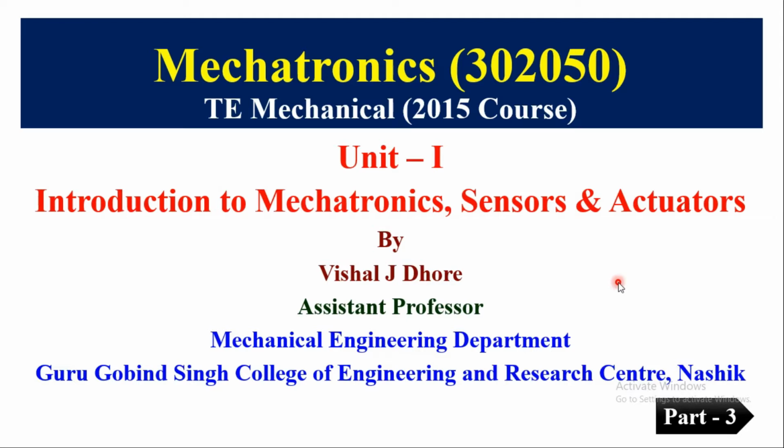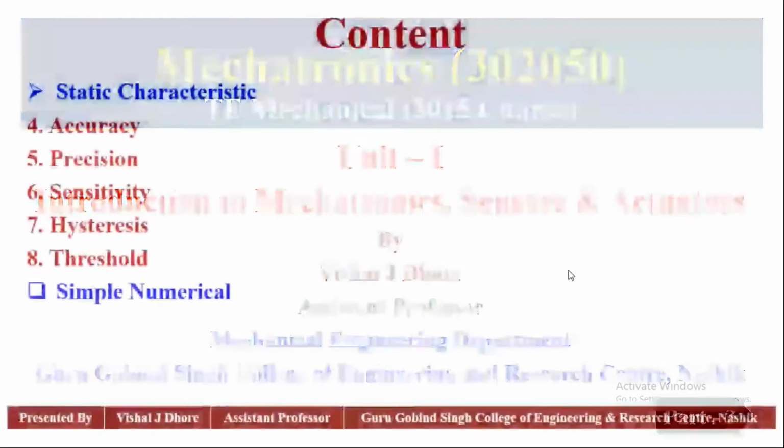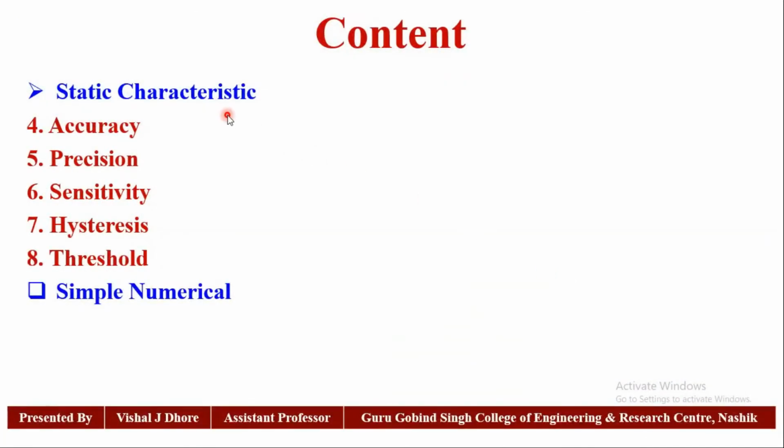In today's session, we discuss Unit number 1, Introduction to Mechatronics, Sensors and Actuators. This is part 3 video of that unit. In part 2 video, we started with static characteristics, where we learned about the range, span and error. In today's session, we continue with the static characteristics.